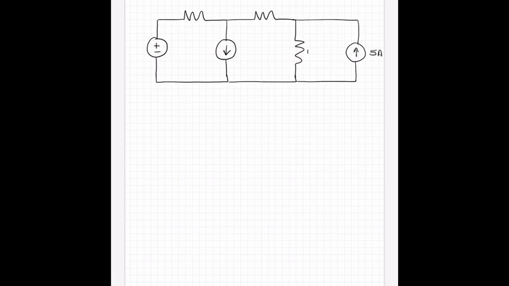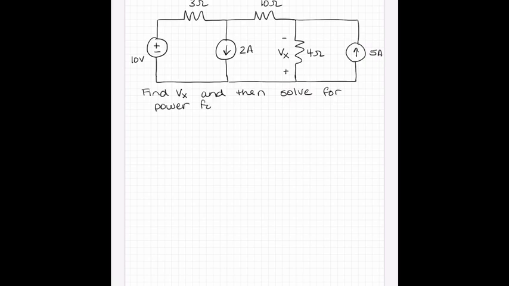That's 5 amps, 4 ohms, 10 ohms, 2 amps, 3 ohms, and 10 volts. And we are going to solve for this voltage here, Vx. So we're going to find Vx, and then solve for power. So we'll solve for the power delivered by each source and absorbed by each resistor.